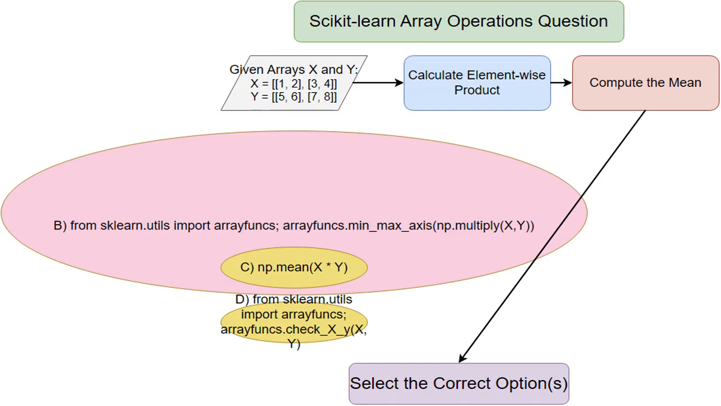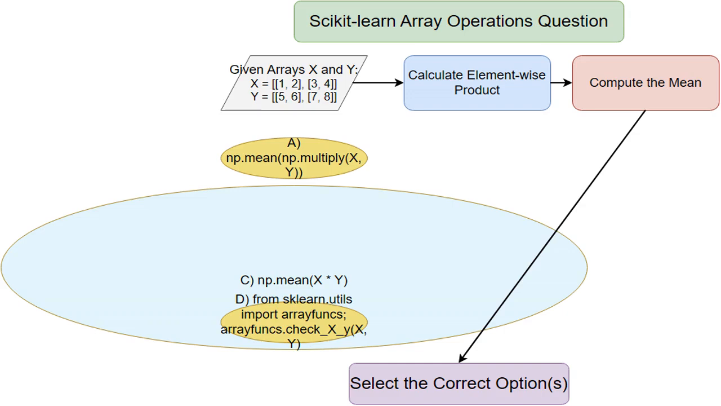This option tries to use the sklearn.utils.arrayfuncs module. But arrayfuncs.min_max_axis finds minimum and maximum values, not the mean. This highlights a crucial point that scikit-learn's arrayfuncs does not contain many basic arithmetic functions.